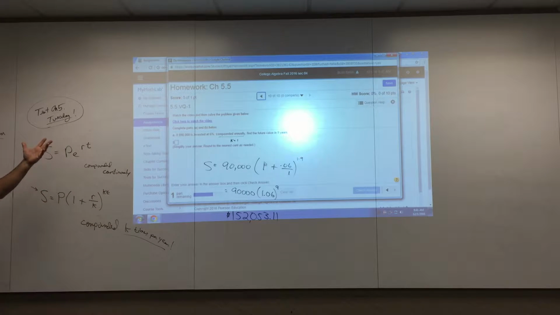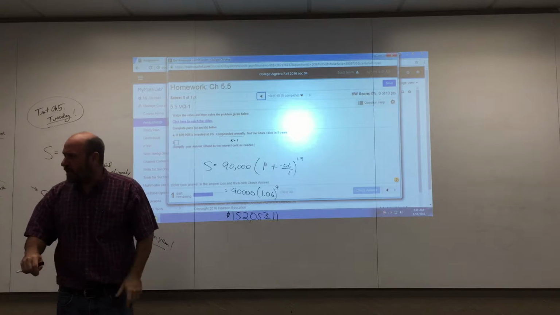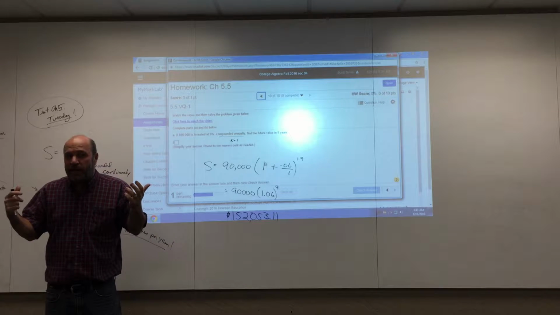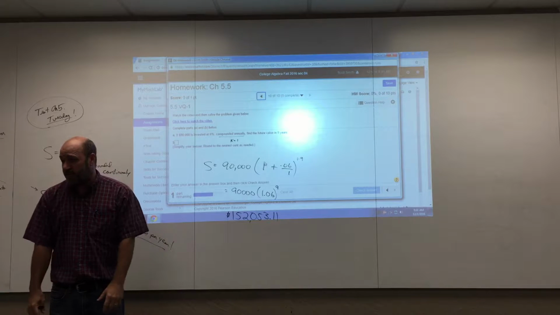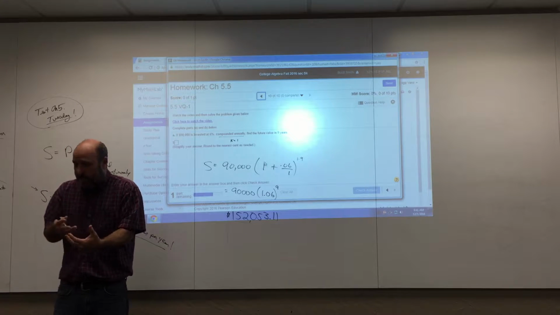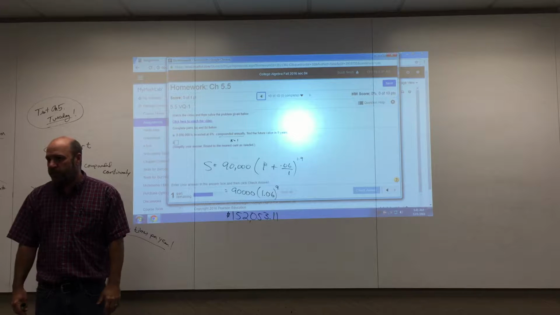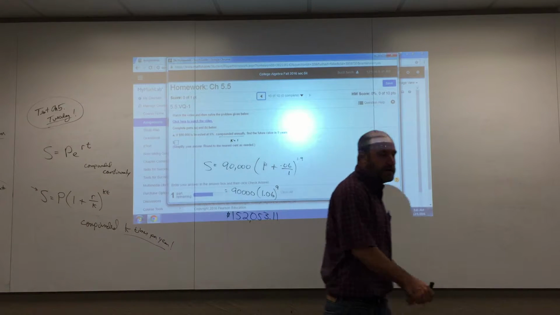It's easy. This chapter's got a lot of new stuff, the e's and the logs and some complicated-looking word problems, but I tell you, students, you can do well on this chapter. It's not that hard. You've got your calculator, you know how to use it, and you get these formulas. You can do well in this chapter if you practice it.